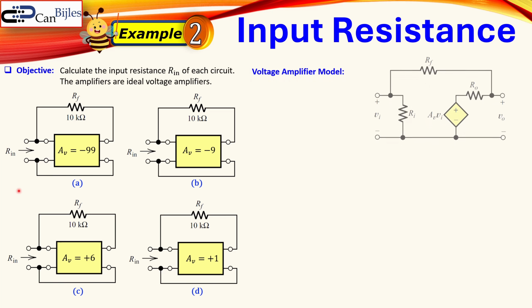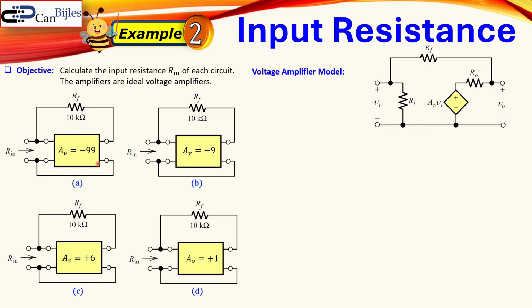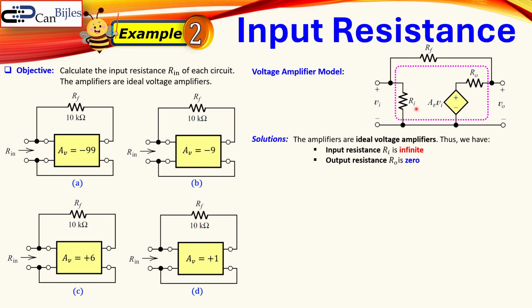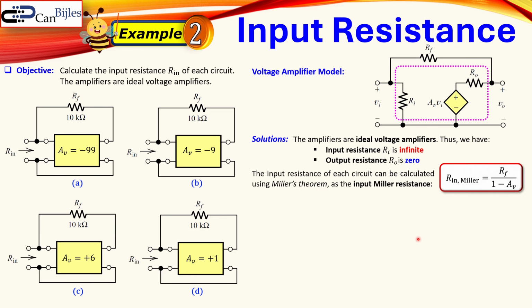Now for the voltage amplifier model, we can use this model where you see this yellow box, which, if you blow it up, will be this one, where you also see this RF here. So the pink part is the voltage amplifier model. But we know for our solutions that the amplifier is ideal. That means the Ri is infinite, so it's open, and the Ro is 0. And our AV is the open circuit voltage gain. Now the input resistance of each circuit can be calculated using Miller's theorem, where we use the input Miller resistance formula shown here. We have seen this before, so our RF will be divided by 1 minus the voltage gain.